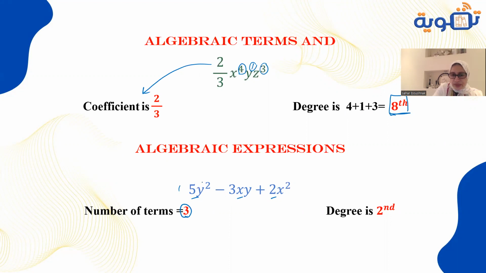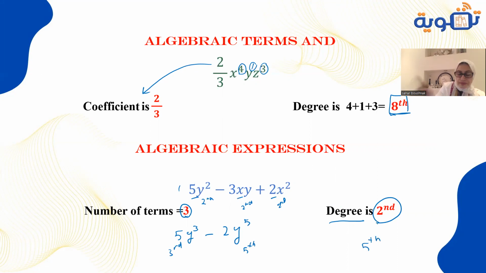How can I get the degree of this expression? This is second, this is second, this is second. Because all of them are the same, it will be second. What if it's like that? This is third, this is fifth, then I'll take the greater one, fifth.